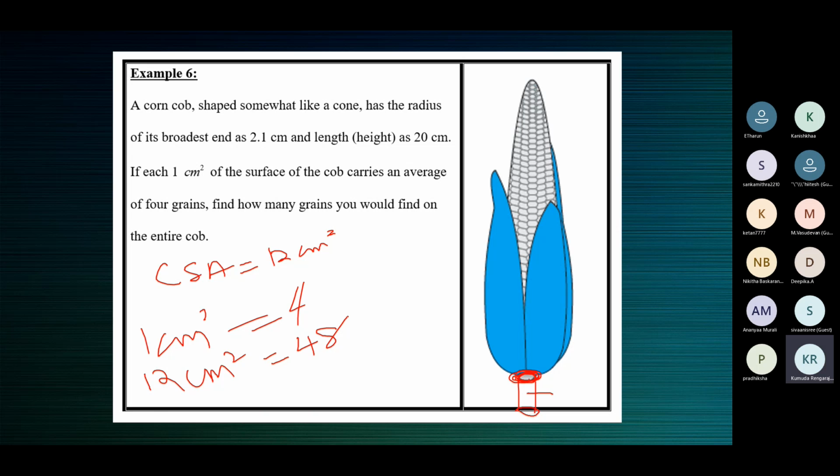A corn cob shaped somewhat like a cone has a radius of its broadest end as 2.1 centimeters and height as 20 centimeters. If each 1 centimeter square of the surface of the cob carries an average of 4 grains, so on 1 centimeter square of the corn cob, 4 grains are arranged. Find how many grains you would find on the entire corn cob.